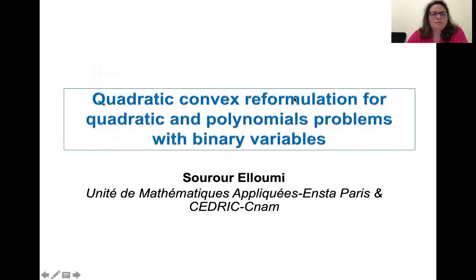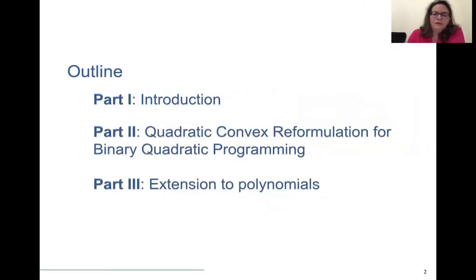My talk is on quadratic convex reformulation for quadratic and polynomial problems with binary variables. So the outline is as follows. First, I will introduce rapidly the problem. And in part 2, I will present quadratic convex reformulation for binary quadratic programming. And in part 3, the extension to polynomials.